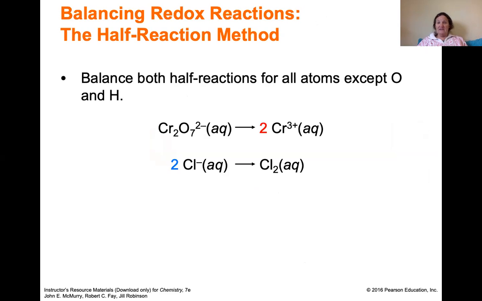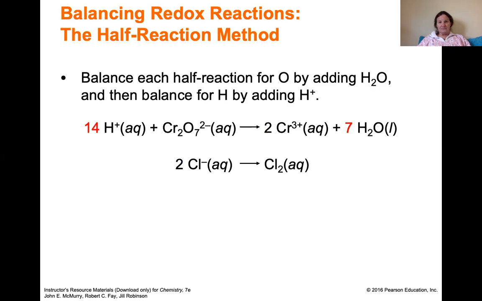Now we're going to balance them both for everything except the oxygen and hydrogen. I hope you all have done this in Gen Chem 1. In the first half reaction, dichromate has two chromiums within that polyatomic ion, so we have to form two Cr3+. In the second case, chlorine gas on the product side is diatomic, so we have to have two chlorides in order to make the atoms equal.